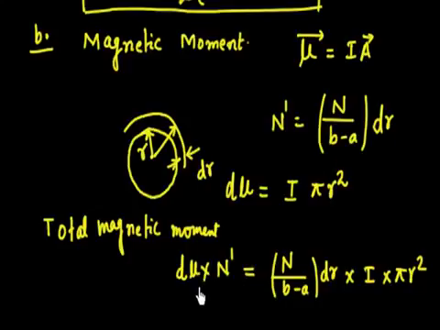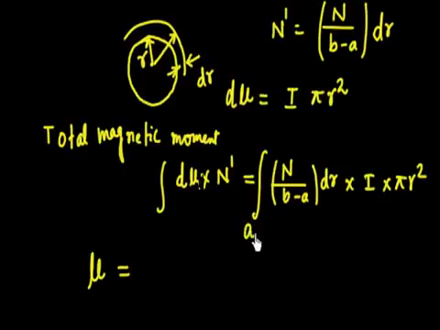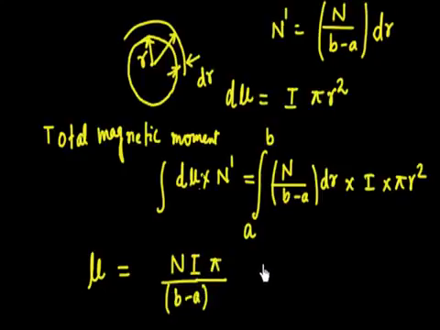Now if I integrate this, I will get the total magnetic moment mu. I have to integrate this one, r goes from a to b, and this goes from 0 to mu, so that is basically mu. So mu is nothing but n by (b minus a), which is a constant, so I can take it outside. Other things, I and pi, are also constants, so they can also go outside. I will be left with r square dr. So I have to integrate from a to b. Are you getting it or not?